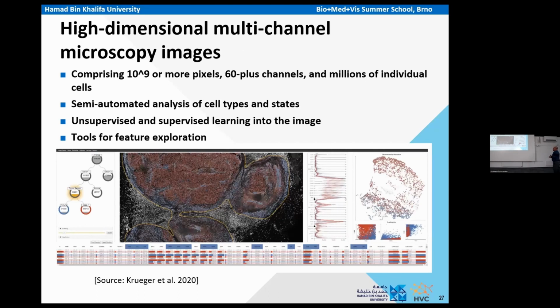And finally, this is also very recent work, from a Harvard group, that is more related to high dimensional multi-channel images, in which the images contain up to 60 plus channels. But this kind of technology is cutting-edge, so it's not available in hospitals, and is used more in the research field. In this system, called Facetto, users can perform a semi-automatic analysis of the various cell types, can integrate various supervised and unsupervised models, and can also have tools for performing feature exploration like dimensional projection and so on.